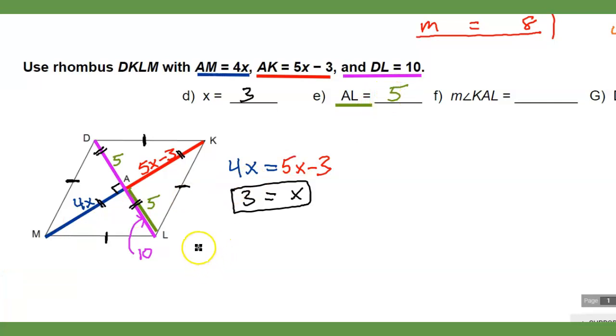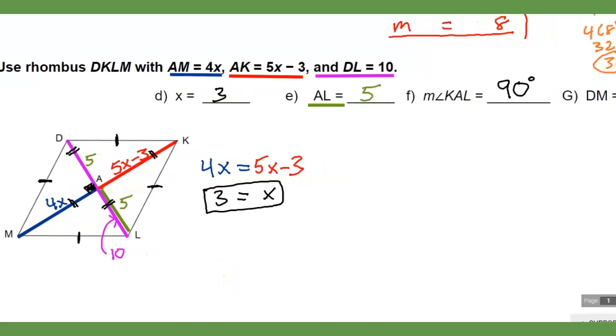Very good. What about the measure of KAL? Yeah, 90, just as before. So we got the diagonals of a rhombus are 90 degrees. By the way, if there's a 90-degree symbol here, that means all 4 of these are 90 degrees. We don't have to put actual 4 of them there. Just one of them will suffice. It's assumed all the others are true.